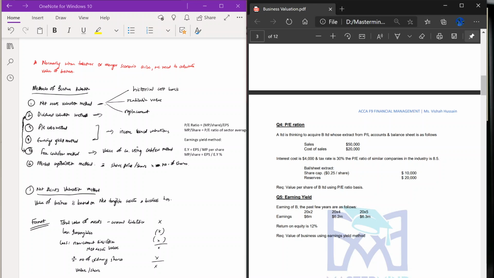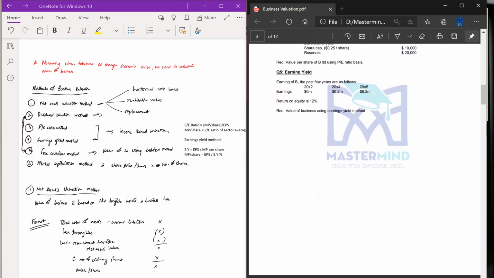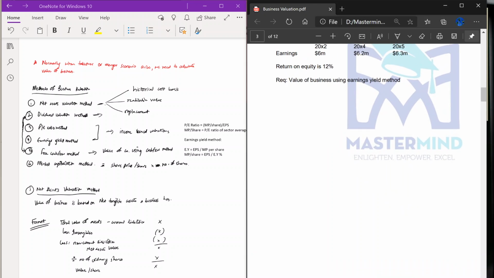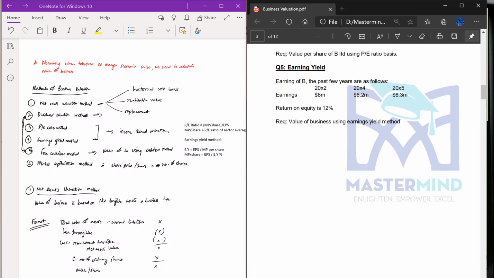Previously we did up till PE ratio. Now you need to perform this question 5, that is the earnings yield question. I do not think it is tough, which is why I am asking you to perform it.